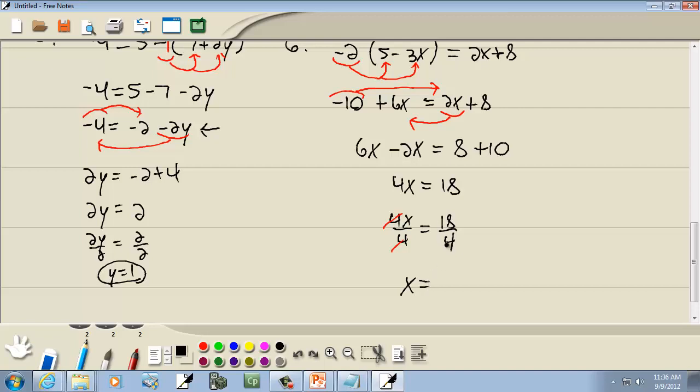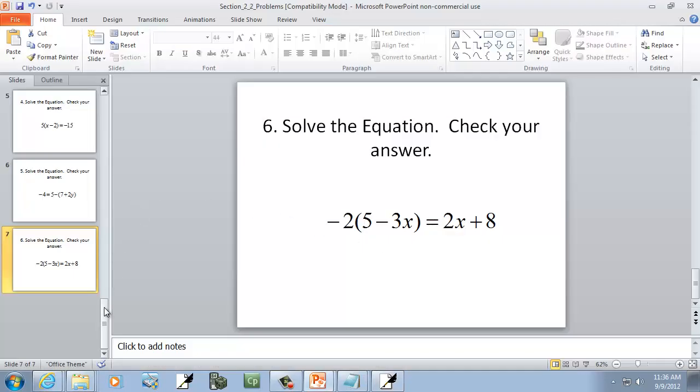Now sometimes it doesn't divide into it evenly. You just have to simplify your fraction. If I look at 18 over 4, top and bottom both divisible by 2. 18 divided by 2 is 9. 4 divided by 2 is 2. So our answer is 9/2. And that's the end of that section.